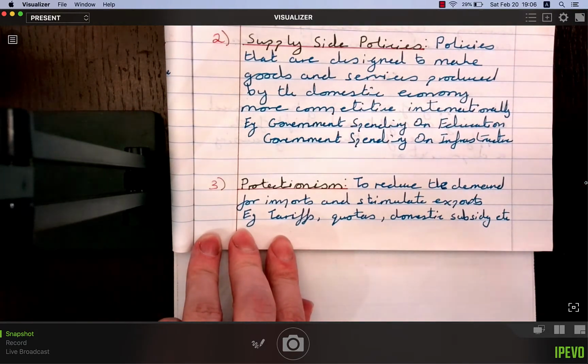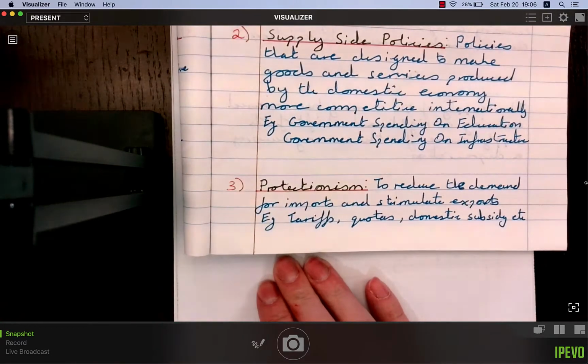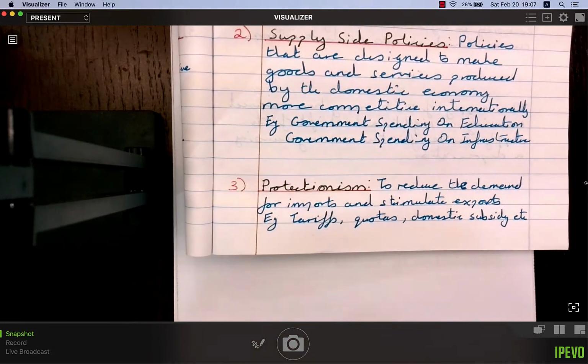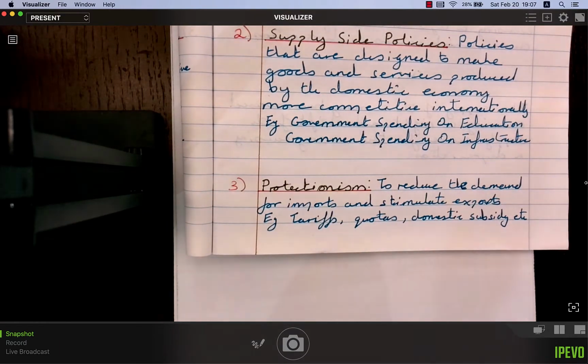Okay, if the road system is very, very poor, doesn't do its job, massively long waits in traffic and what have you, well then what we can see is that that adds costs essentially to businesses trying to get the goods and services to port. The port may be very, very poorly organised, maybe far too small for the volume, long waiting lists. All this does is just add to cost. And the last thing is protectionism, to reduce the demand for imports and stimulate exports. So I just said tariffs, quotas, domestic subsidies, etc., etc.